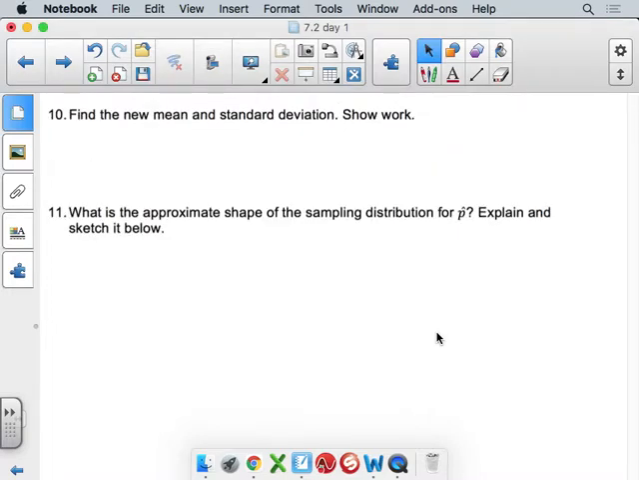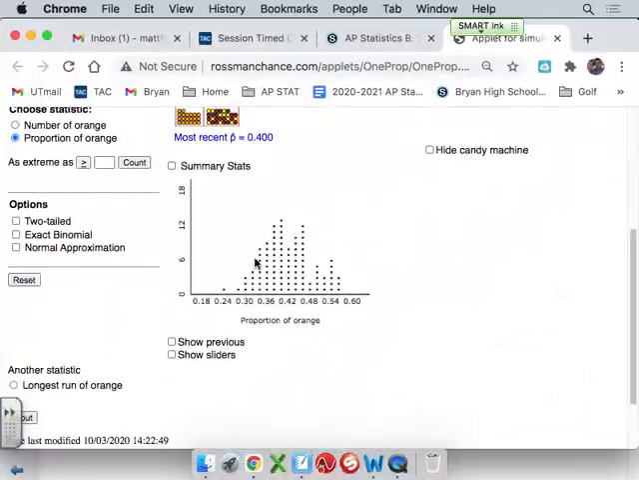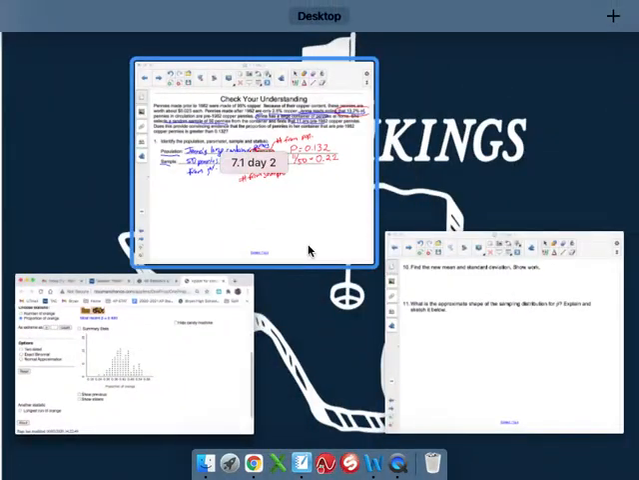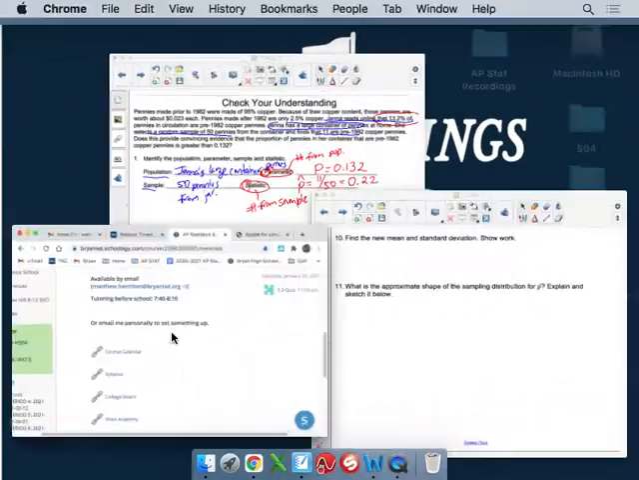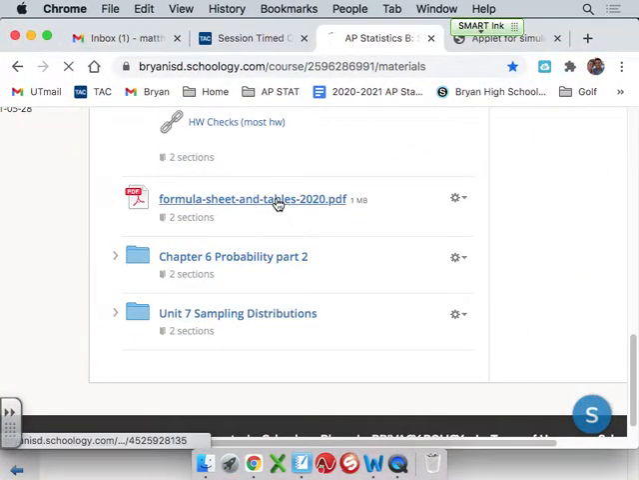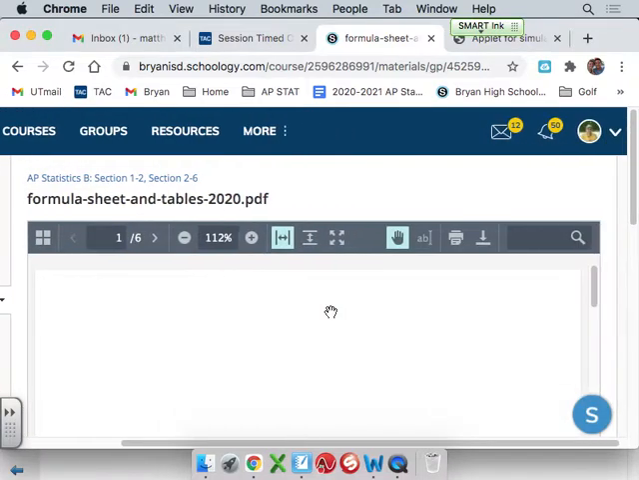So we're going to look at where the mean and standard deviation of this graph are. For the simulation we just ran for a parameter of 40%, where is the mean? Where's the standard deviation? Hopefully you picked up a formula chart, and we're going to check that out.